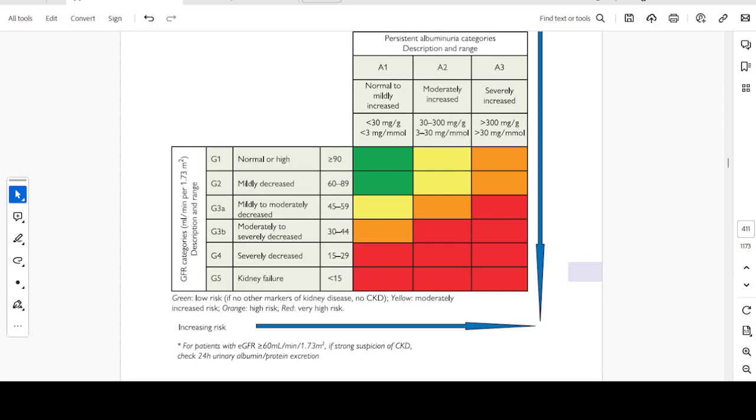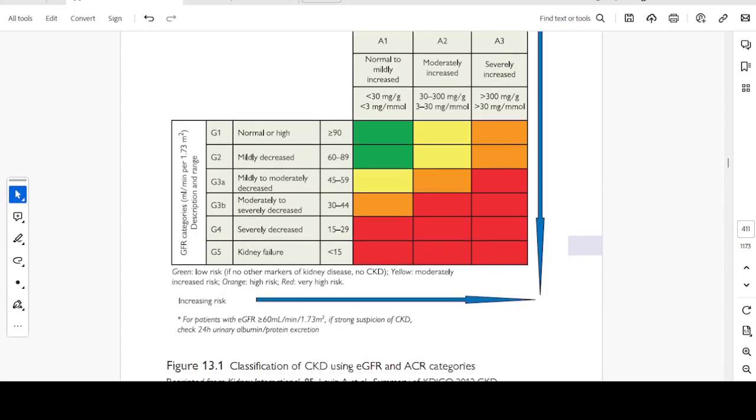Whereas if in G1 and G2 category there is severely increased proteinuria, then it is considered orange, high risk for CKD. So till 3A and 3B, A1, it is high risk. Similarly, if it is G4, that is GFR severely decreased, 15 to 29, any category of albumin will be categorized as chronic kidney disease.